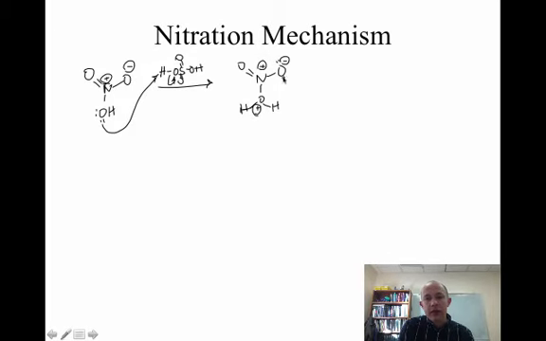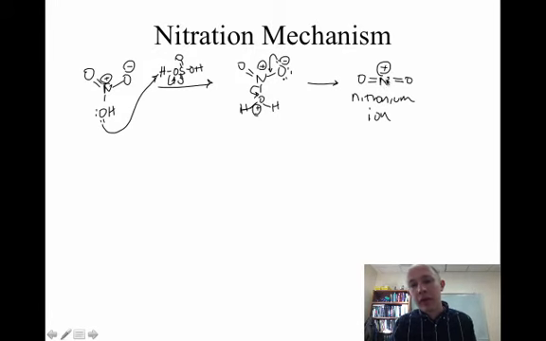So what happens is, at the same time that our leaving group leaves, we form another nitrogen-oxygen double bond. So our electrophile looks like this. We have a nitrogen, double bond to oxygen, double bond to oxygen with a positive charge. This is called the nitronium ion, which is an extremely strong electrophile. The nitrogen, again, has a formal positive charge and is bonded to two very electronegative oxygen atoms, so it really, really wants some electrons. It's very positively charged, right?